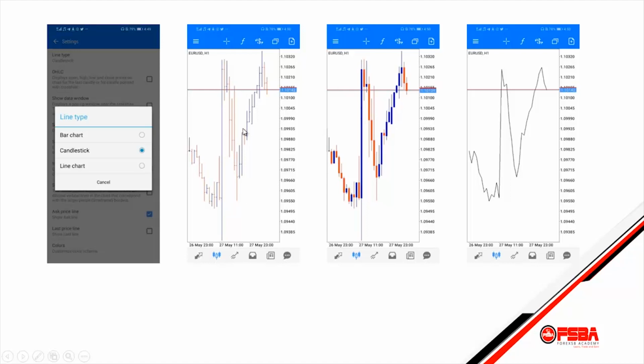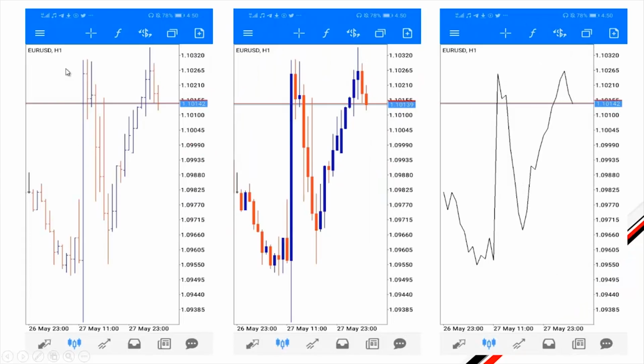You can see here, this is the bar chart, this is the candlestick chart, and this is the line chart. The candlestick chart is the most popular chart in the world. 90% of the world's traders trade using this candlestick chart.